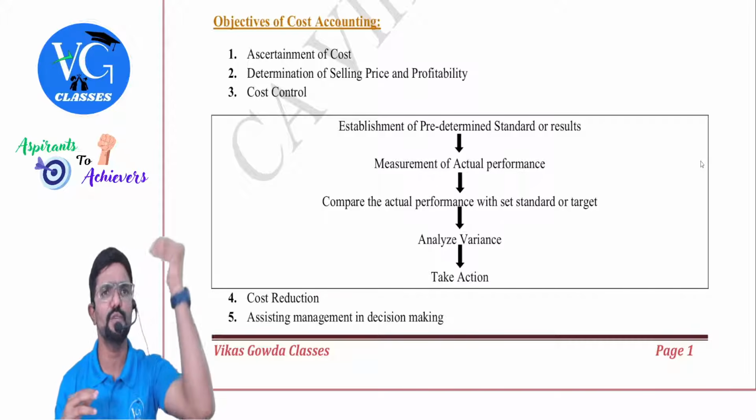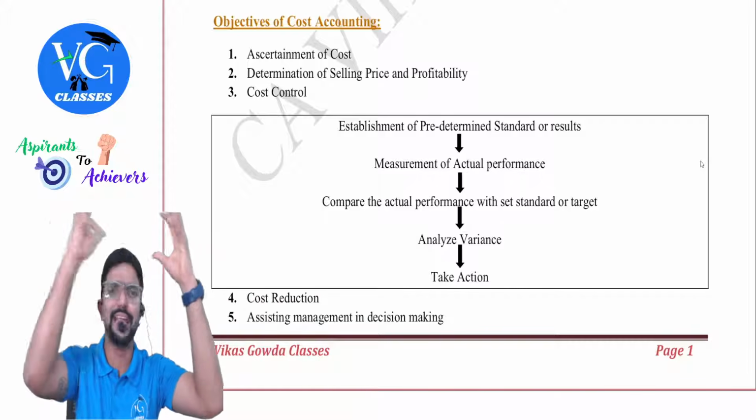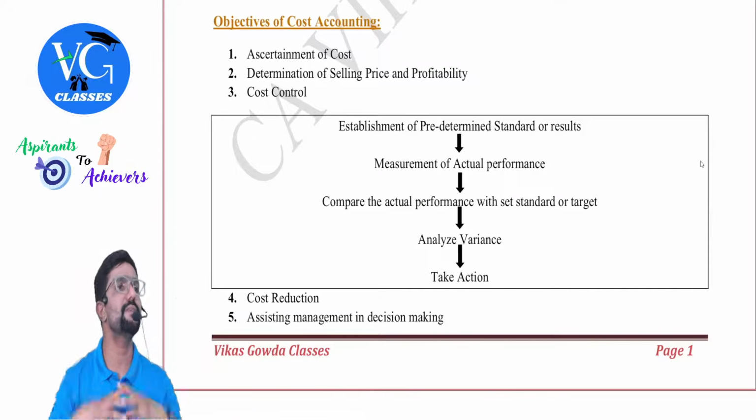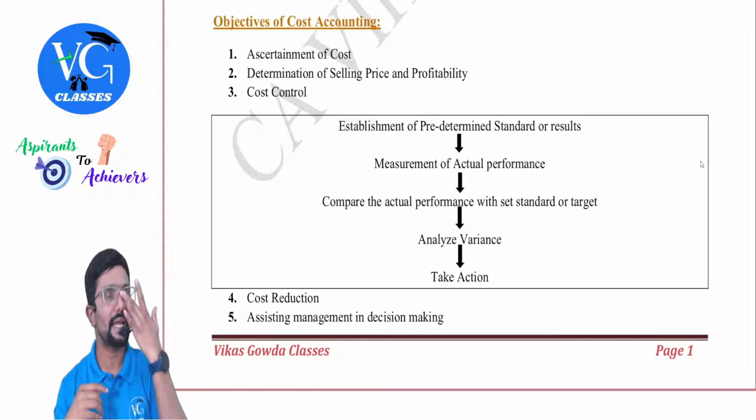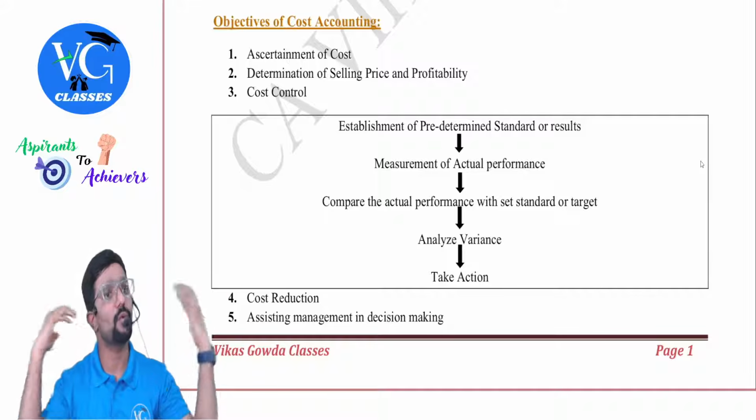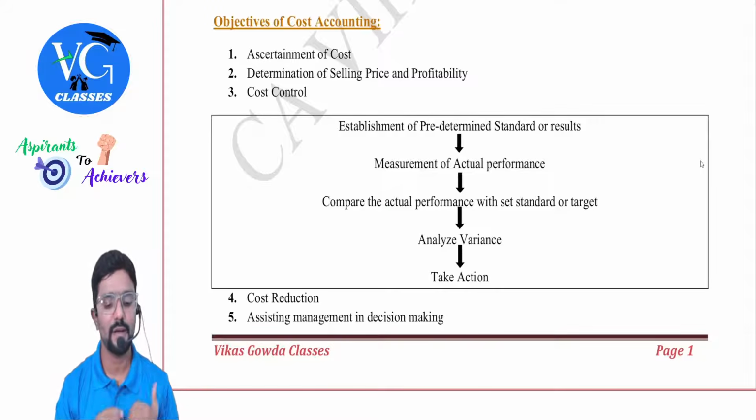Okay. Then determination of selling price and profitability. That is what I told you. Once you know your cost, you will fix the selling price by adding certain profit. Then the difference between the selling price and cost is called the profit. Yes. Profit we can calculate per unit also. We can calculate overall also.